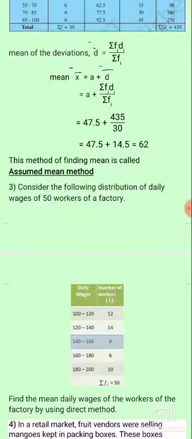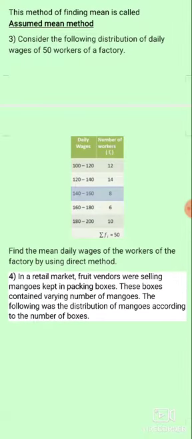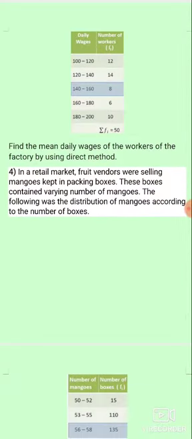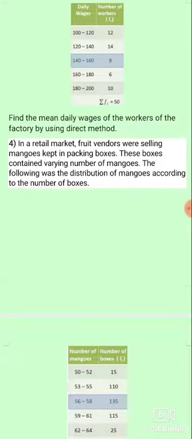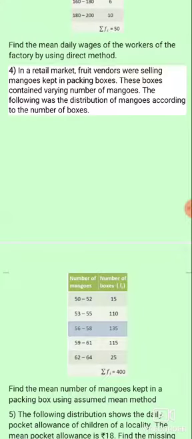Okay. Now the fourth question. In a retail market, fruit vendors were selling mangoes kept in packing boxes. These boxes contain a varying number of mangoes. The following was the distribution of mangoes according to the number of boxes. Now you need to find out what? The mean number of mangoes kept in the packing boxes using the assumed mean method, the second method. So for that, next column Xi, after that Di, then Fi into Di, then use the equation. Clear?